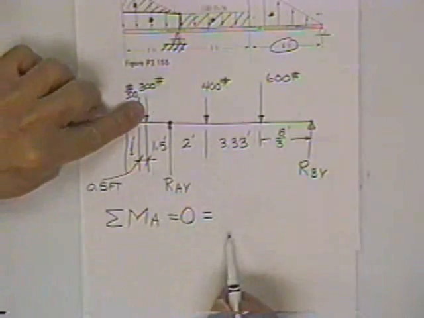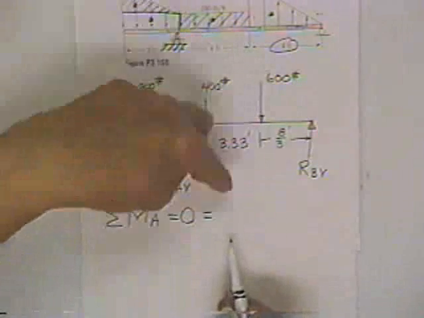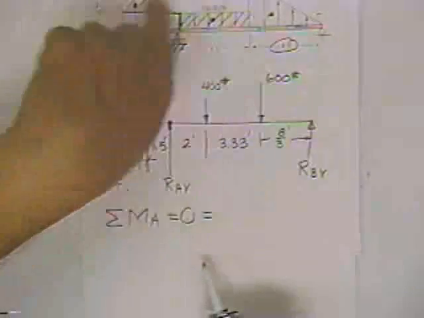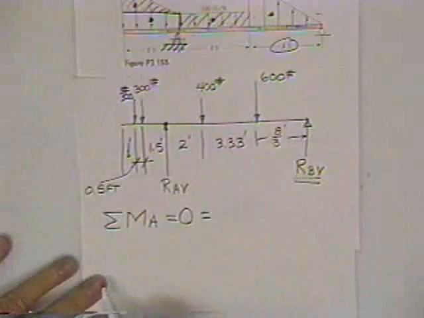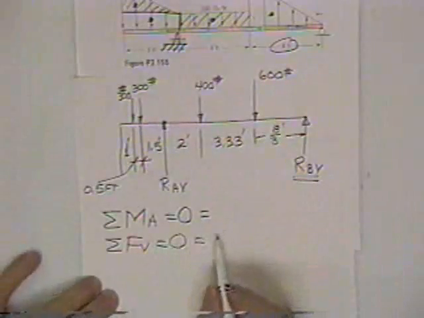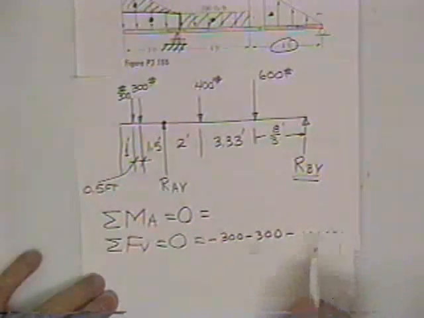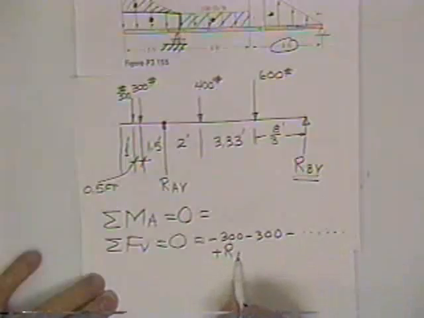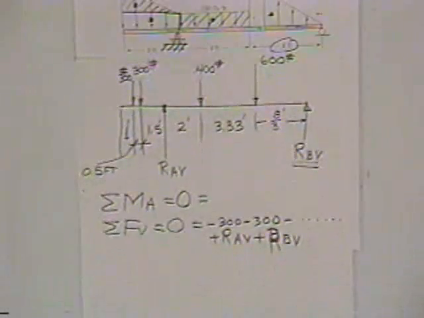300 times his moment arm, 300 times his moment arm, those are positive. 400 times his moment arm, negative. 600 times his moment arm, negative. RB vertical times his moment arm, positive. Set them equal to 0 and solve for this. Then you can sum forces in the vertical direction is equal to 0 would be equal to minus 300, minus 300, minus so-and-so and so-and-so, plus the reaction at A vertical, plus the reaction at B vertical. Alright.